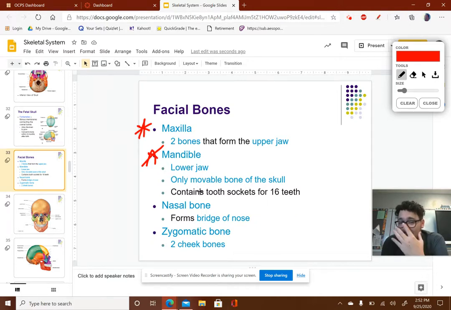Now, the maxilla and the mandible have sockets for teeth. There are 32 teeth because there's 16 on the top, 16 on the bottom. Teeth are very similar to bone. They're often confused, but they're not the same. They're their own type of tissue.